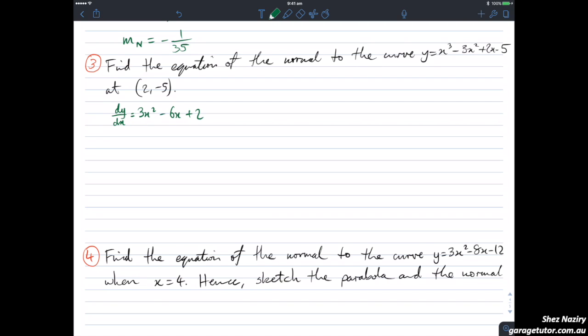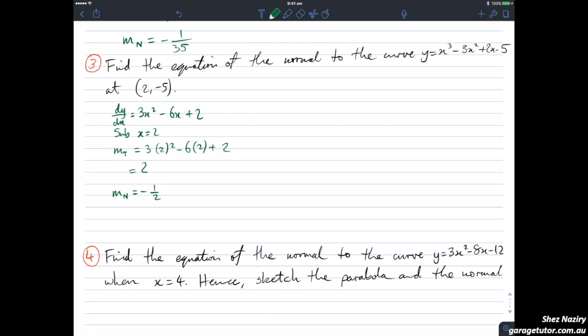Now, you have to find the gradient of the tangent. So sub x equals 2, and you'll end up with the gradient of the tangent being 3(2) squared minus 6 times 2 plus 2. Someone just verify my answer. It's 2, right? That's the gradient of the tangent, but that's not what I want. I want the gradient of the normal. So we negate and reciprocate: minus 1 over 2.